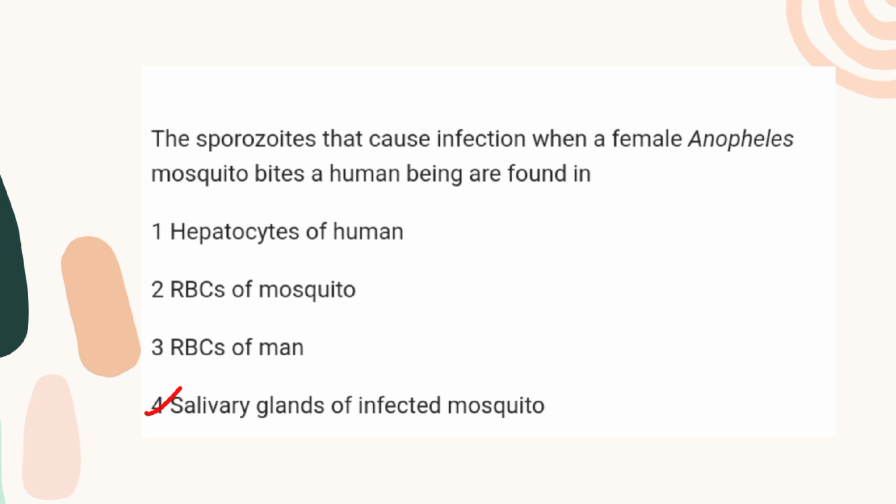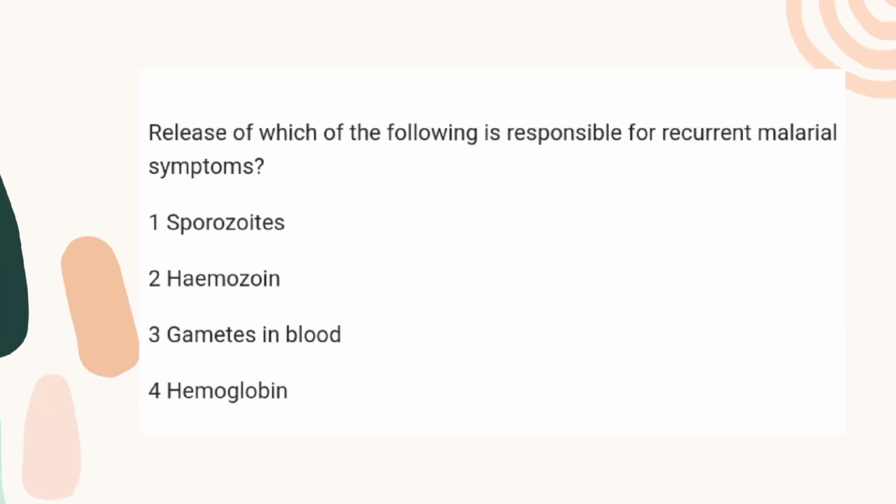Okay. The next question: release of which of the following is responsible for recurrent malarial symptoms? I told you before, it is nothing but the chemical called hemozoin. It is due to the rupture of RBC, red blood cells. When the red blood cells rupture, the chemical hemozoin is released, which is responsible for the recurrent malarial symptoms. Okay, let us look at the next question.